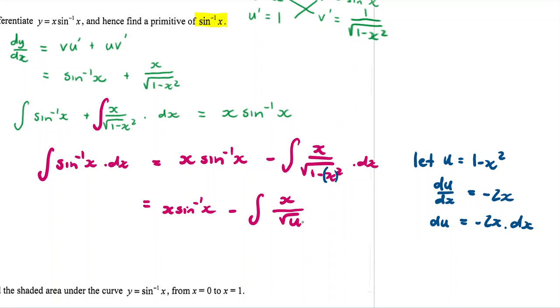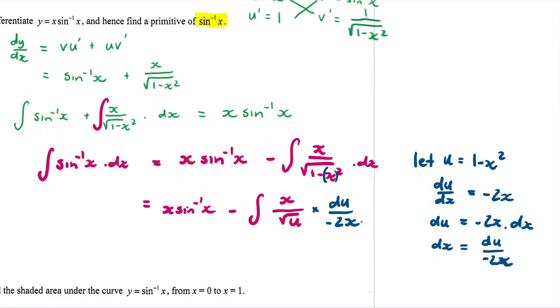Instead of using dx, dx is equal to, actually I should have done one more step. I should have got my dx by itself over here. How would I get the dx by itself? Divide the negative 2x across the other side. So it would be du over negative 2x. Because then I can replace my dx with that, du over minus 2x. Sorry, that's an x.